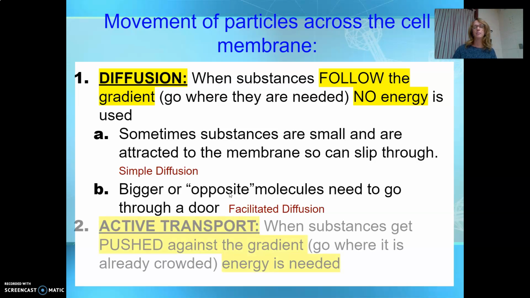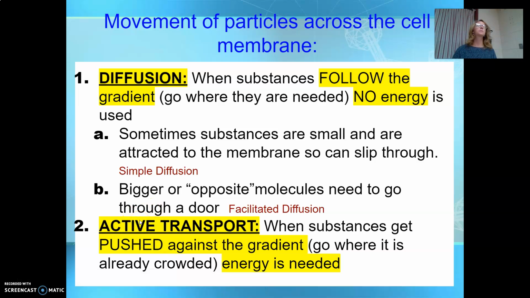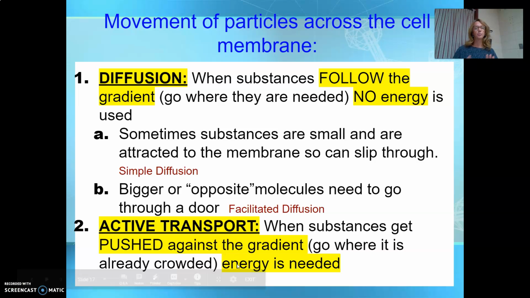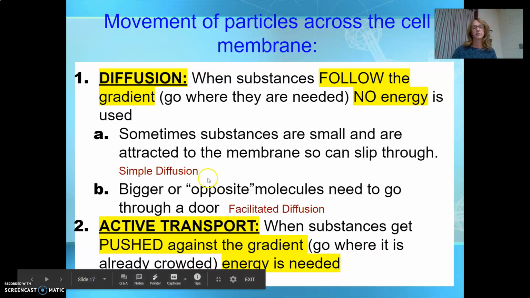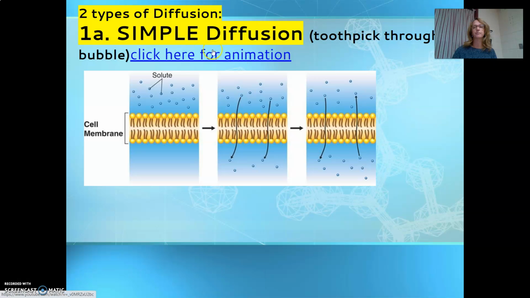And then the second main way, or third, is active transport. Active implies energy. When something is moved through active transport, it actually goes against the gradient. So you would push particles in where they are more crowded. All right, so let's look at these different types. So again, simple diffusion. Molecules go where they are needed.